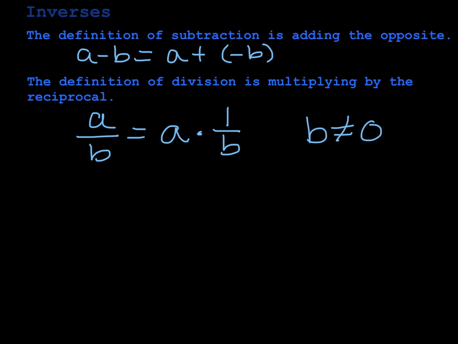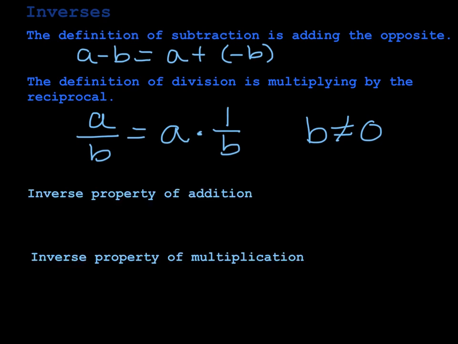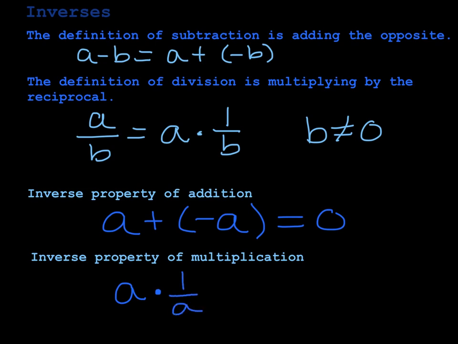So we have our two properties. The inverse property of addition says that if I take any number and add its inverse, so A plus negative A, I'm going to get 0. And the inverse property of multiplication says that if I take any number and multiply it by its multiplicative inverse, then I'm going to get 1.